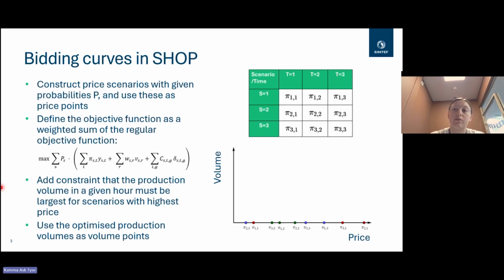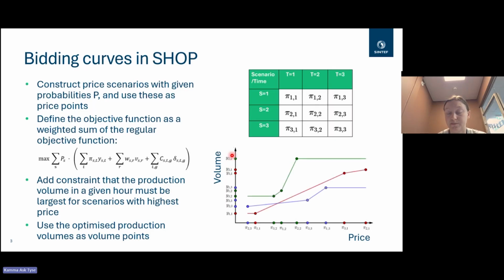This slide describes how the bidding curves are constructed in SHOP, but since we don't have much time, I will just summarize very shortly how this is done. The bidding curves are constructed by transforming the original optimization problem in SHOP, which is a maximization problem, into a stochastic optimization problem where we account for several price scenarios. These price scenarios are used as the price points on the bidding curve, and the solutions of the optimization problem for the production volumes are used as the volume points. Finally, we linearly interpolate to obtain the bidding curves.